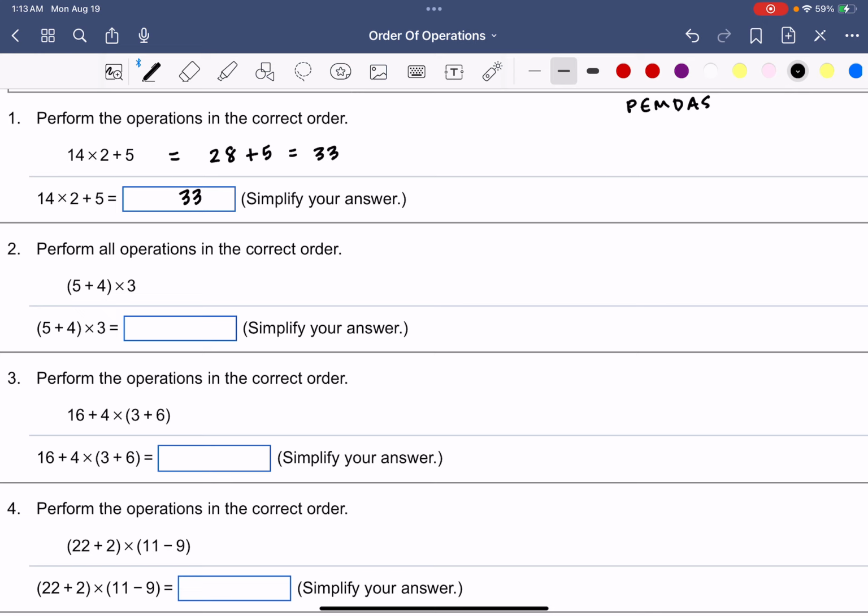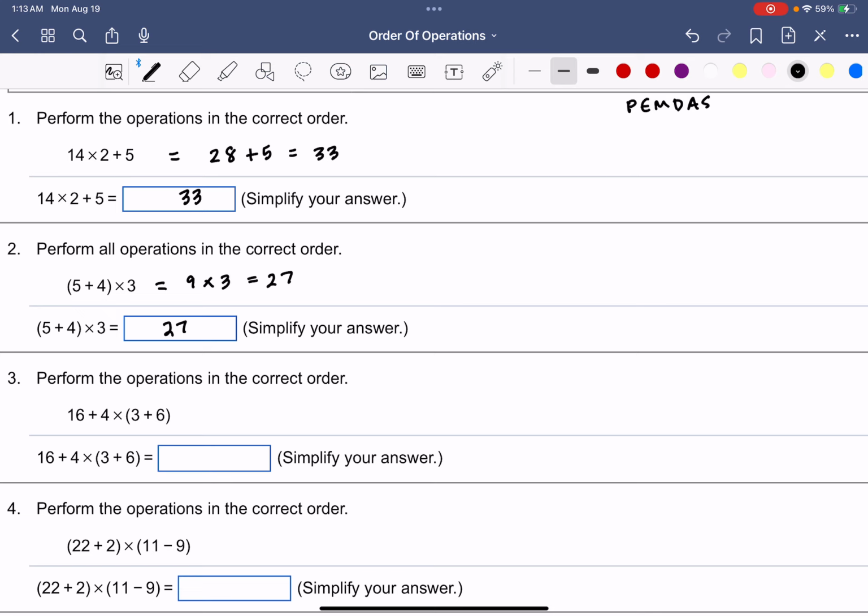Now, in example 2, even though we have addition and multiplication again, we have the parentheses. So remember, the parentheses will come first, so we'll add first. And so that's going to give me 9 times 3, which is 27. So the 5 plus 4 in parentheses is added first to get 9. Then you multiply by 3 and you get 27. So the final answer there is 27.